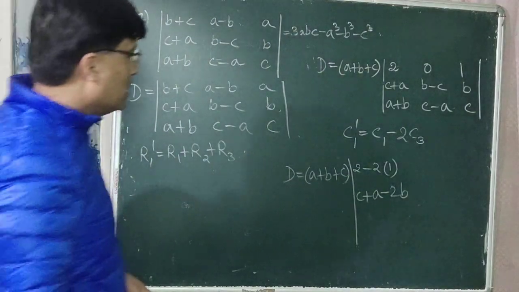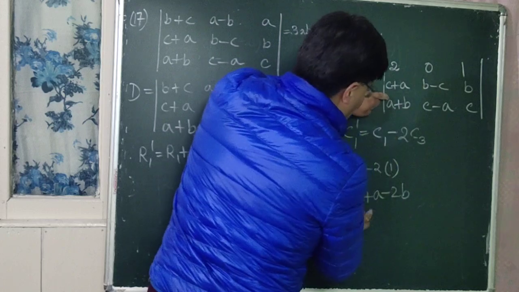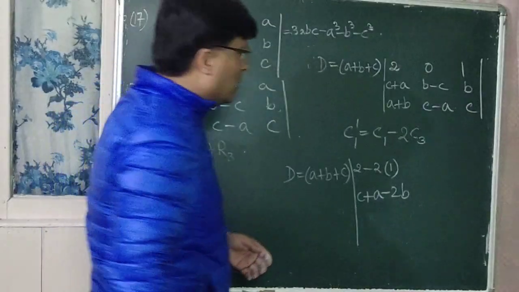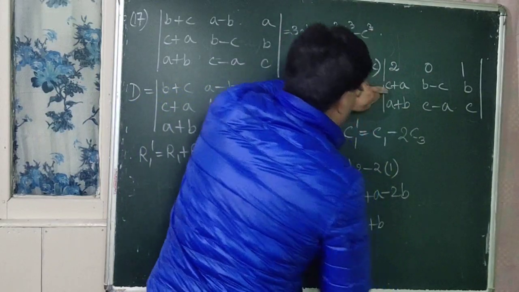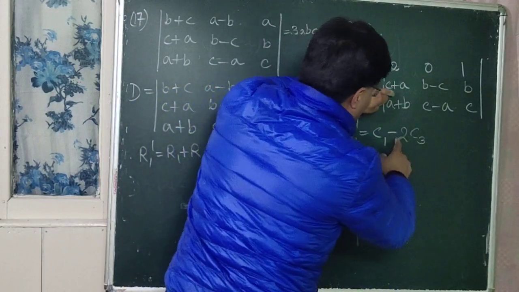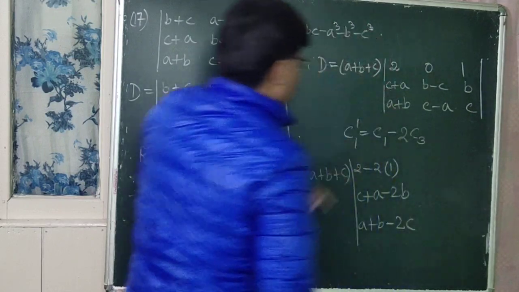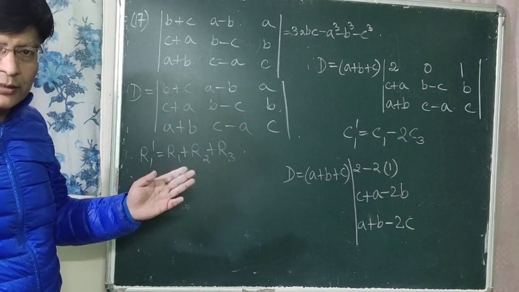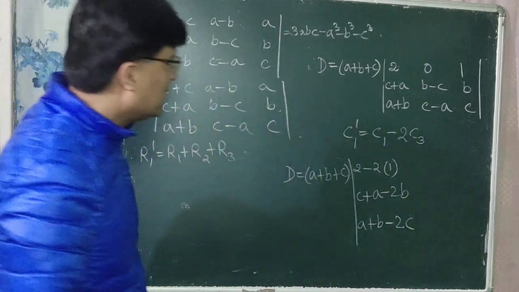Is it clear? Next one, what will you write? Again, this third element of the first column is changing. How does it change? A plus B. C1 is A plus B, right? A plus B, then minus 2 into what? C. This is your new column. Which new column? First new column, right?